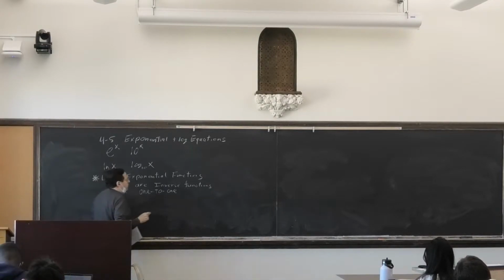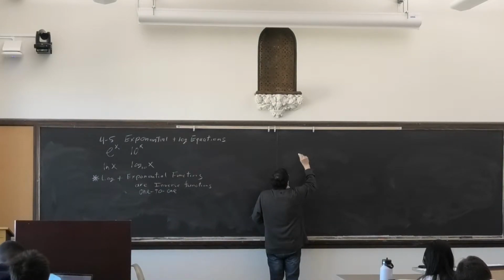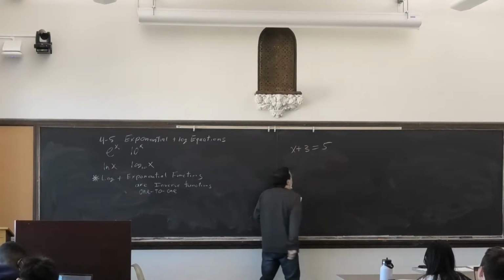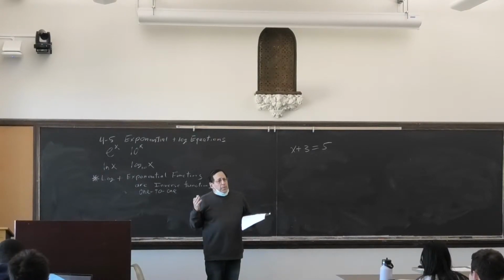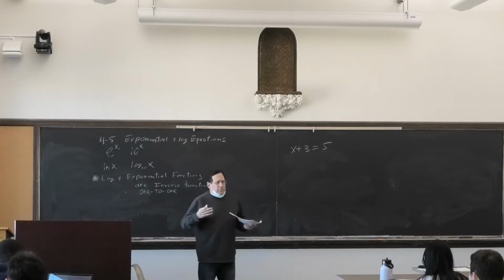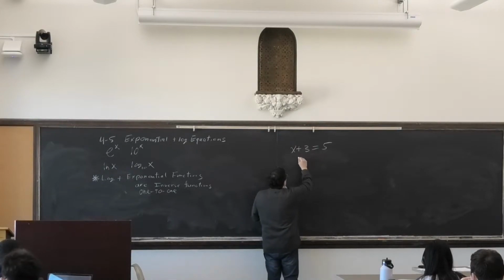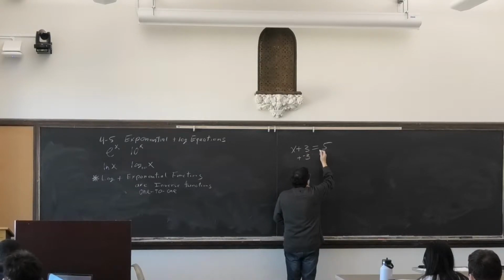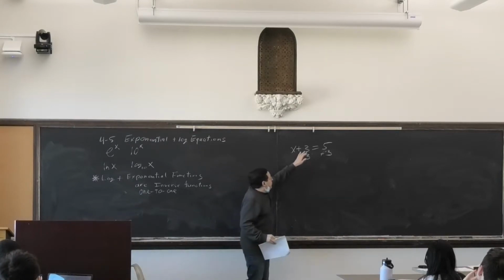Here, I'm going to just do something really simple. I have something like x plus 3 equals 5. So everyone knows how to solve this. But I want you to think about something very fundamental that's going on here. Well, of course, we're going to add minus 3 to both sides. What is adding minus 3 to 3?